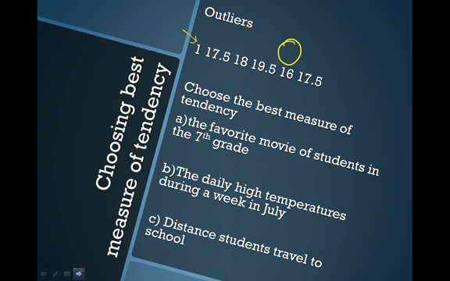Last one, the distances students travel to school. The median would probably be the best one here because there could be outliers in this situation. Either students could live really close to school or a couple students could live really far from school, so you have those outliers. And whenever you have outliers, oftentimes the median is the best measure of tendency.